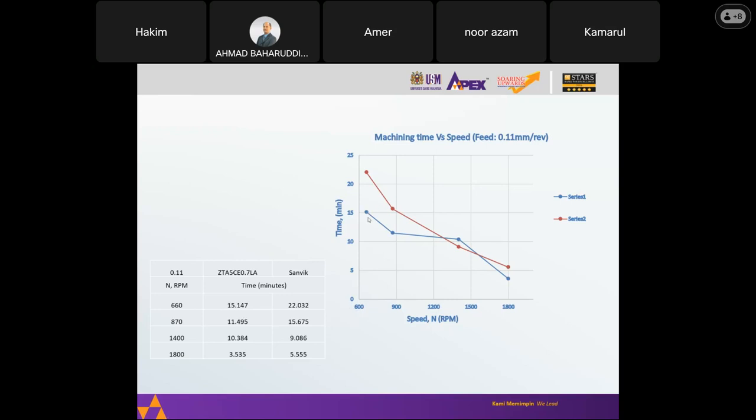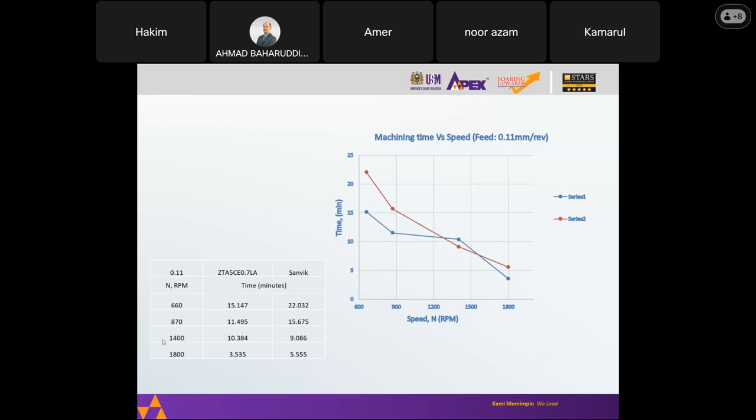Then the Sandvik tool, the red one, reached a tool life of 22 minutes. They have a big gap here, 15 minutes and 22 minutes. For the second machining at 870 RPM, the fabricated insert managed to reach 11.5 minutes, while Sandvik only 15.6 minutes. So the gap is reduced.